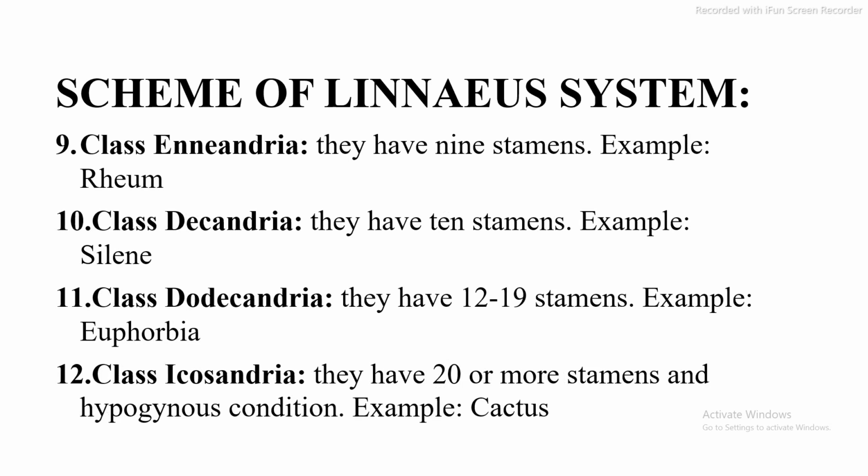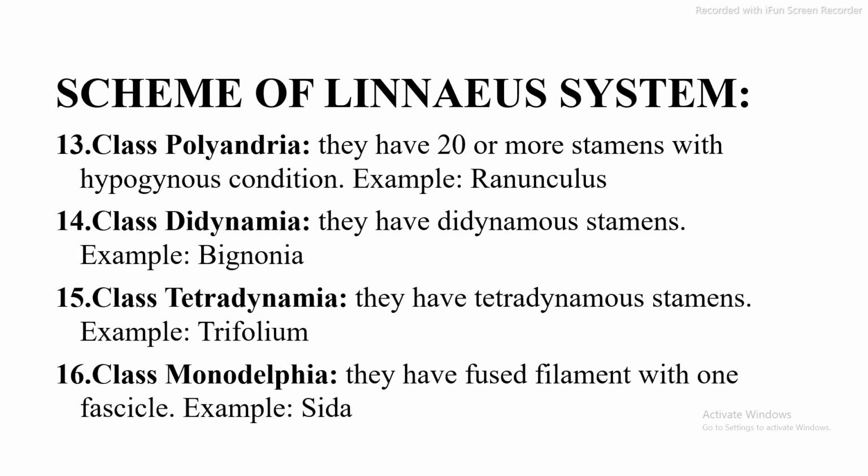Next class is Enneandria. They have 9 stamens. The example is Rheum. Class Decandria. They have 10 stamens. The example is Silene. Class Dodecandria. They have 12 to 19 stamens. The example is Euphorbia. Class Icosandria. They have 20 or more stamens in perigynous condition. For example, the cactus is an example of it.